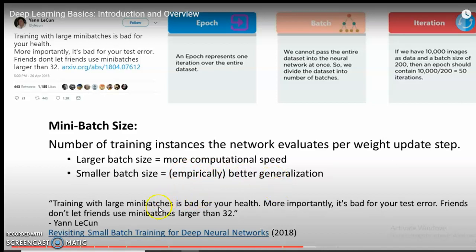Training with large mini batches is bad for your health. More importantly, it is bad for your test error. Friends, don't let friends use mini batches larger than 32.